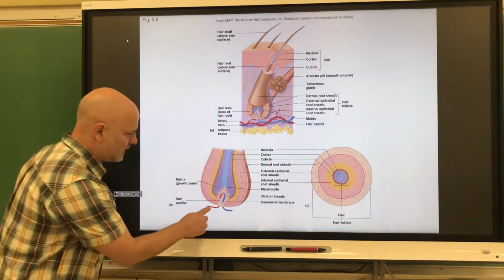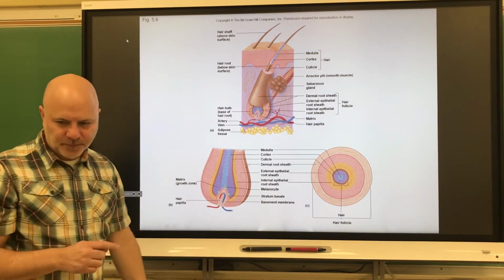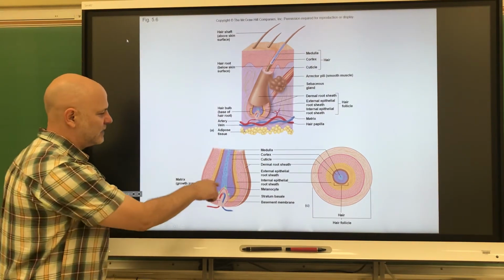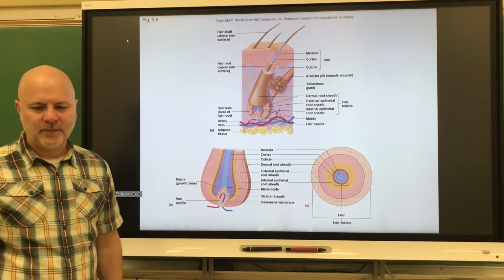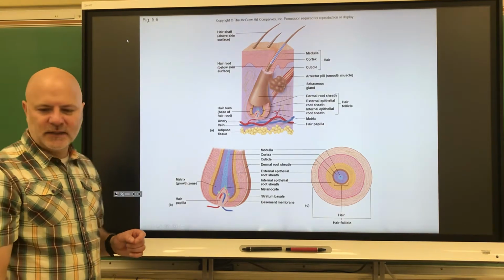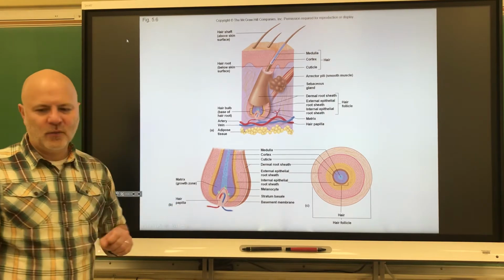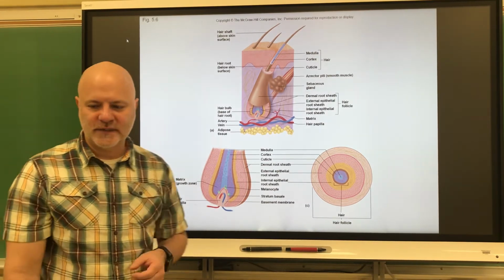Now, the root and the shaft both contain dead skin cells. Next is a hair papilla. So this is the hair papilla right there. So this is a bud of vascular tissue there, and that provides nutrients for the hair. All right. So let's take a look. So the hair matrix right there within the bud, that's the hair's growth center.